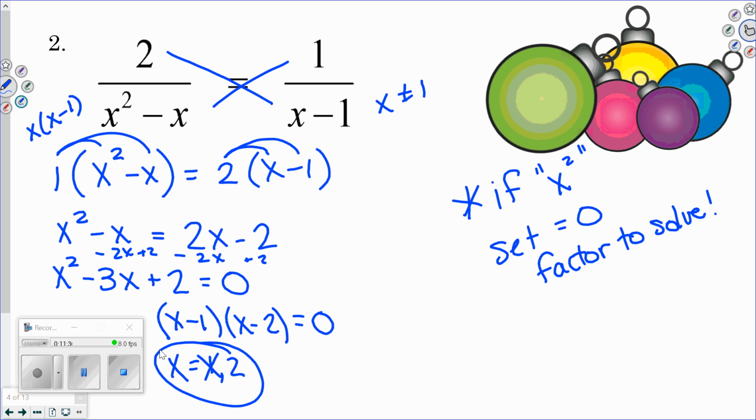The restrictions? You could have, but the reason I don't do them in the beginning is I don't want this in factored form because I have to cross multiply it. You could. You could.